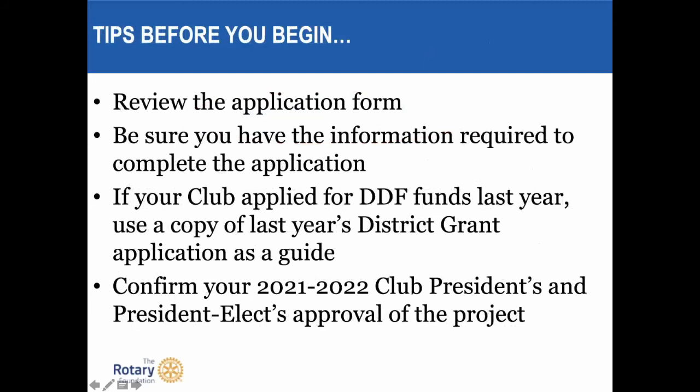Some tips before you begin. First, review the application form. Be sure you have the information required to complete the application. What is the name of the project? How much will it cost? How many Rotarians will be involved? Will other people be involved? If your club applied for DDF funds last year, use a copy of last year's district grant application as a guide. And confirm with your 2021-2022 club president and president-elect that you have their approval of the project.